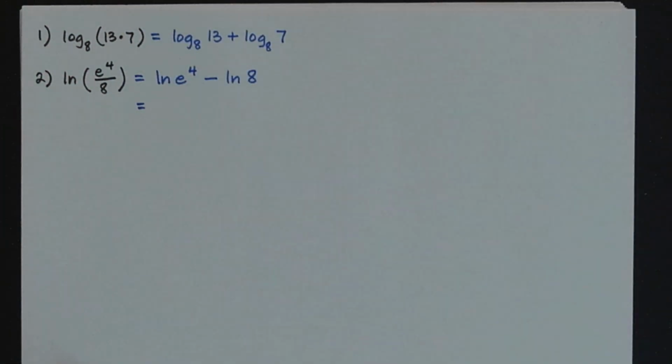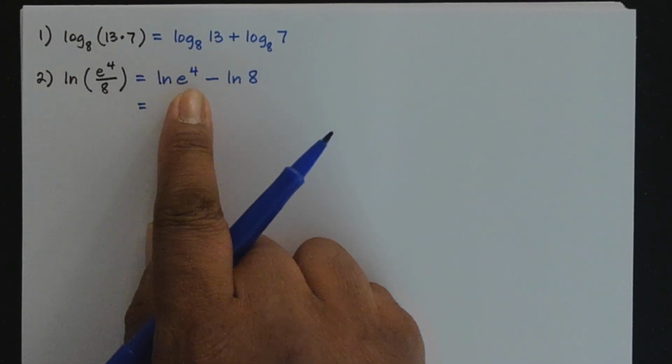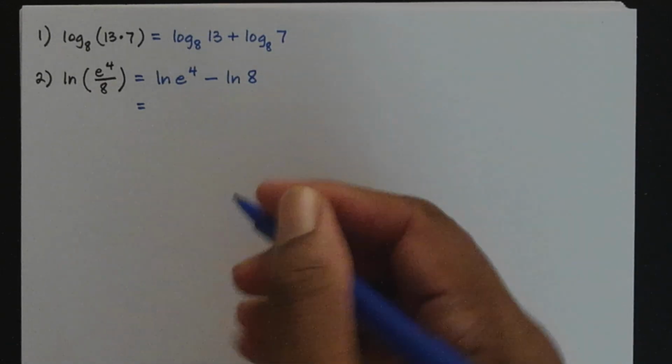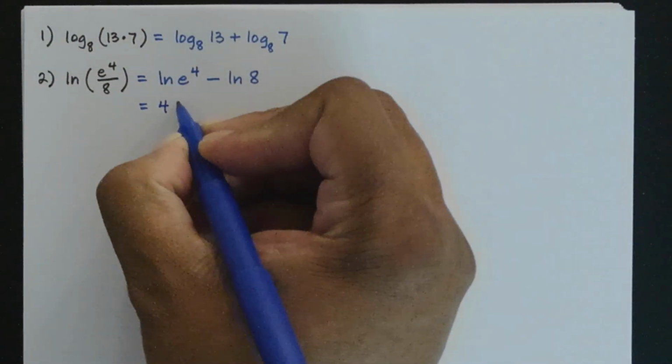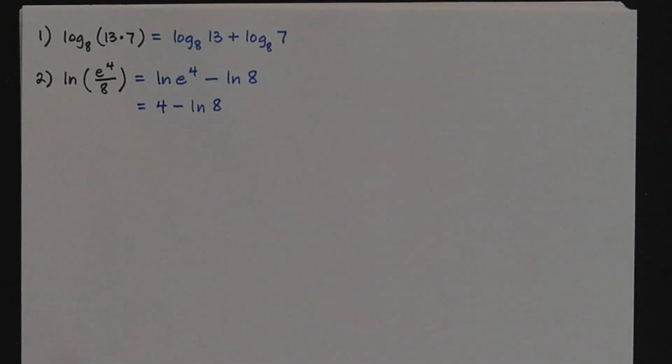But I can simplify that a little bit further by using one of the inverse properties for natural logarithms and the base e. If you recall, if you have the natural logarithm of e to whatever your exponent is, it's going to be that exponent. So what would ln of e to the 4th be? 4. Keep in mind, e and ln are inverses of each other. So I have 4 minus ln of 8. And that will be simplified as far as possible. Are there any questions about problem number 2?